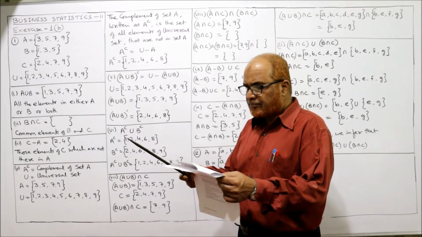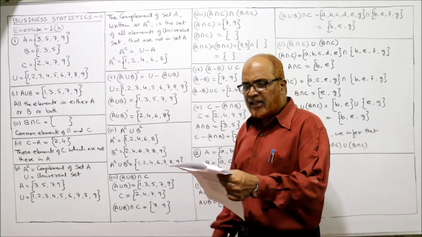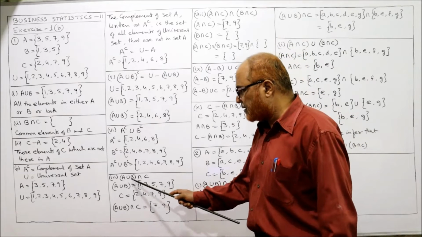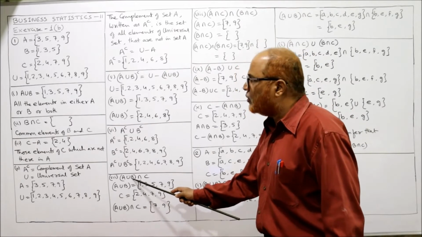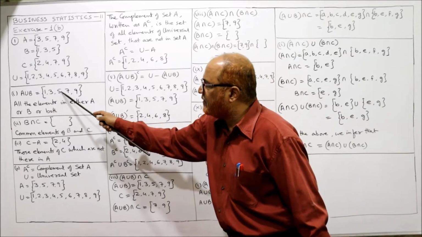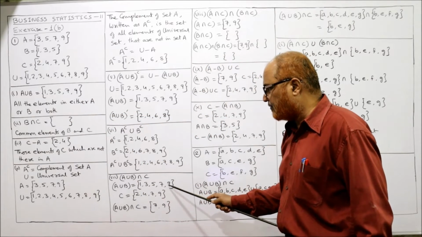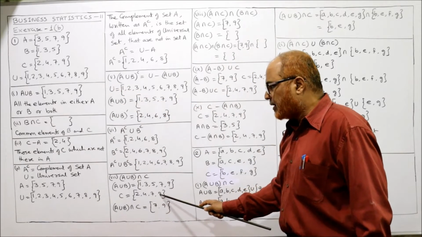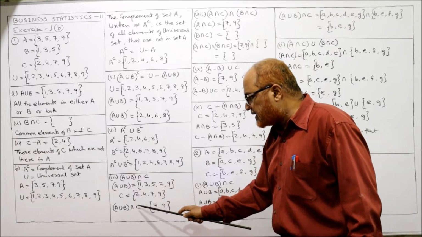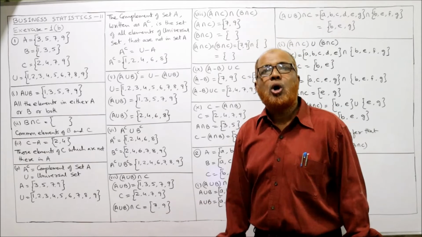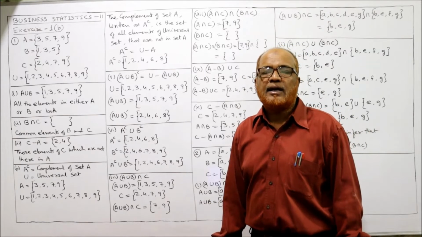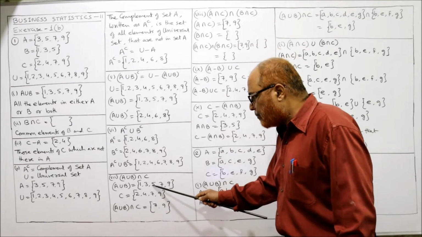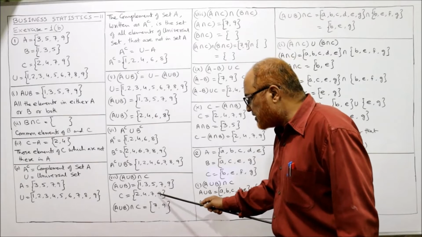Seventh point. The seventh point is A union B intersection C. So A union B we already have: 1, 3, 5, 7, 9. C we already have: 2, 4, 7, 9. Now we need A union B intersection C. What do you mean by intersection? Common elements. Intersection means common elements in both, that will be taken. Now you compare both these sets. What are the common elements in these two?